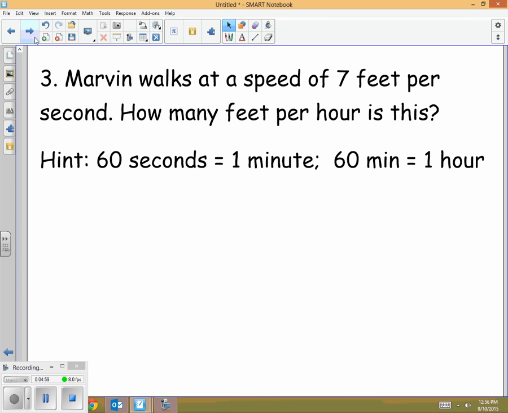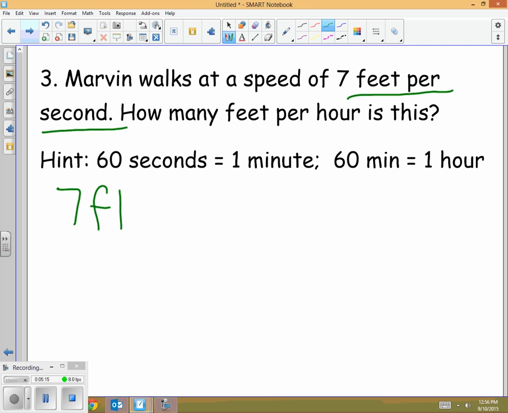Marvin walks at a speed of 7 feet per second. How many feet per hour is this? So this time we're working backwards. We still have a rate of 7 feet per second to begin. So I'm going to show that always as a fraction. 7 feet per second. How many feet per hour is this?